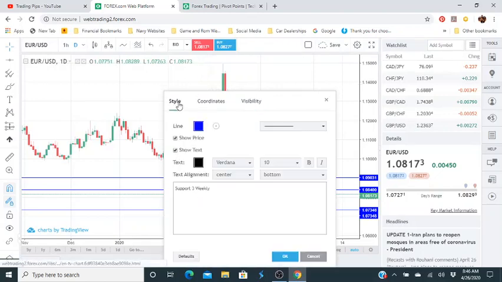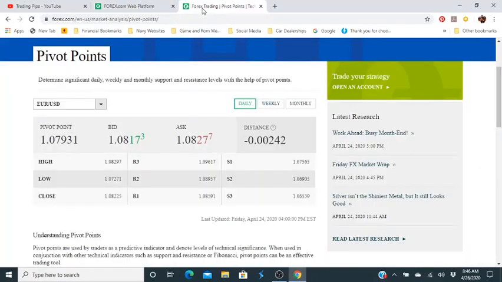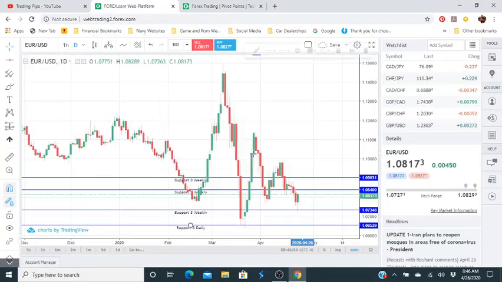We're going to go over to style, and we're going to change that. It says support 3 weekly. We're going to change that to daily, and then we're going to go to coordinates. Now, coordinates is where this line is actually going to sit in terms of support and resistance, right? So we're going to click back over on our page, and we said support 3 is 1.06539. We're going to go back to it. We're going to say 1.06539, and we're going to click OK.